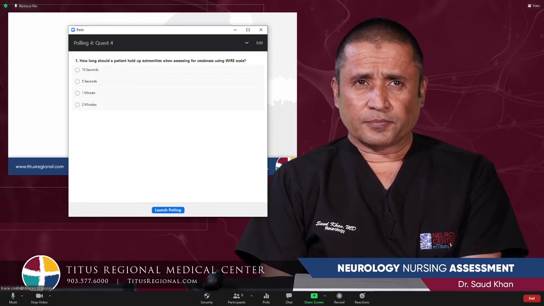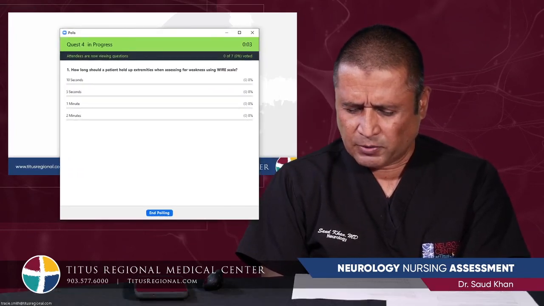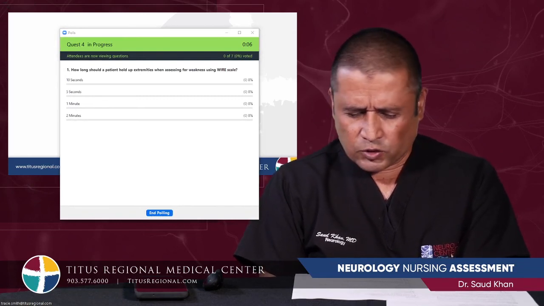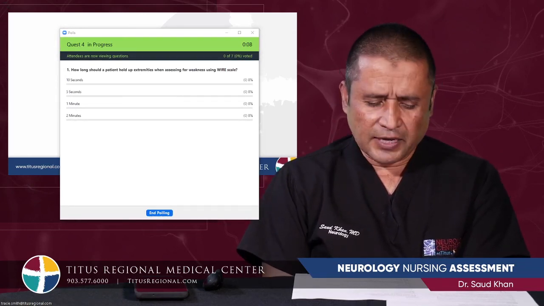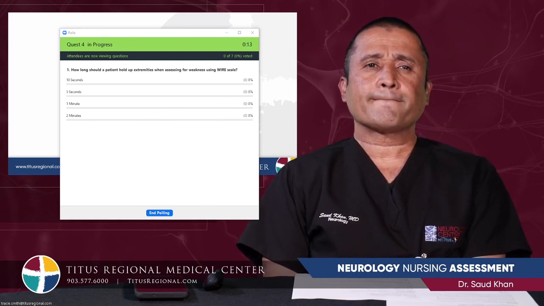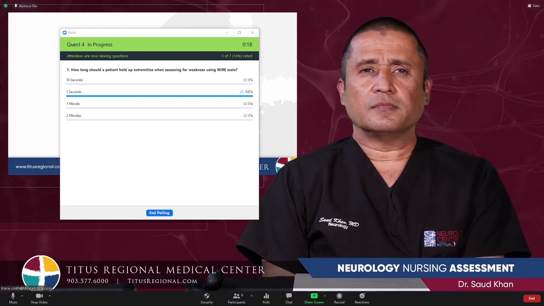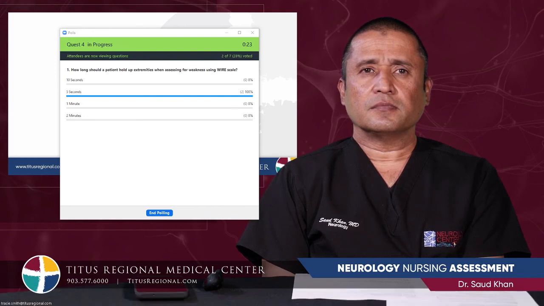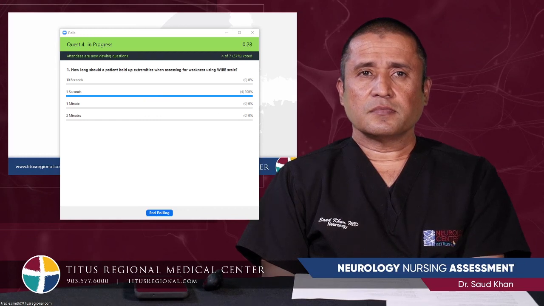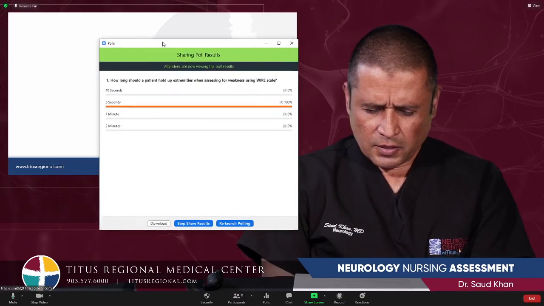Next question. How long should a patient hold up extremities when assessing for weakness during the WAVE scale? 10 seconds, 5 seconds, 1 minute, or 2 minutes? Okay. Yeah, 5 seconds.